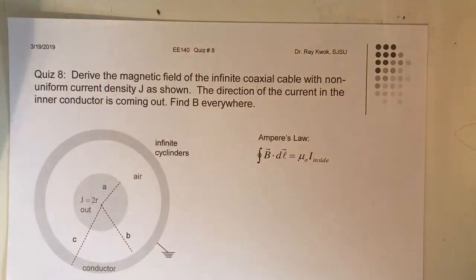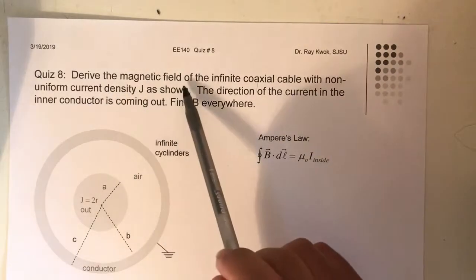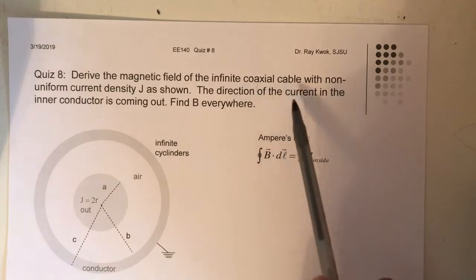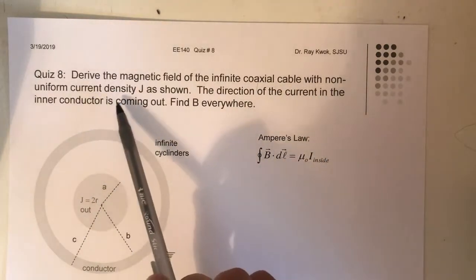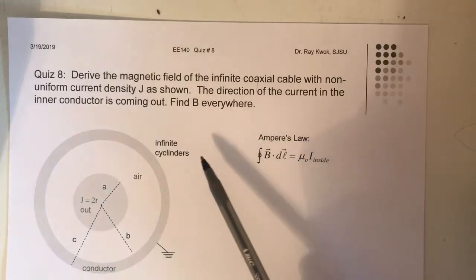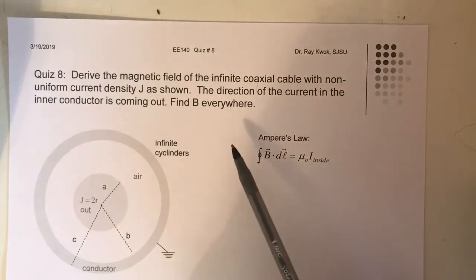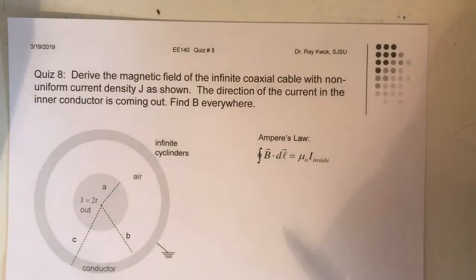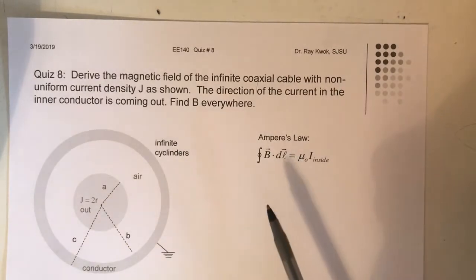Hello everyone, I'll be doing a question from Sp19 quiz 8. And that is, derive the magnetic field of the infinite coaxial cable with a non-uniform current density J as shown. The direction of the current in the inner conductor is coming out. Find B everywhere. So we will be using Ampere's law.